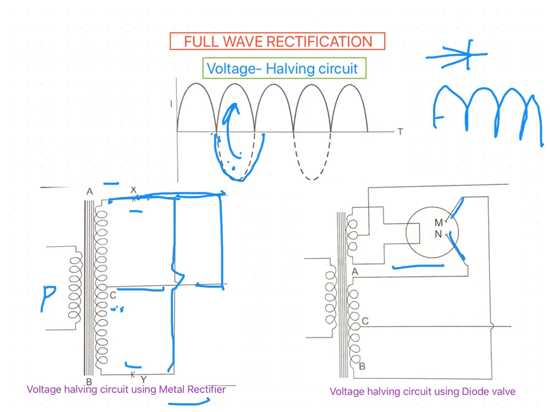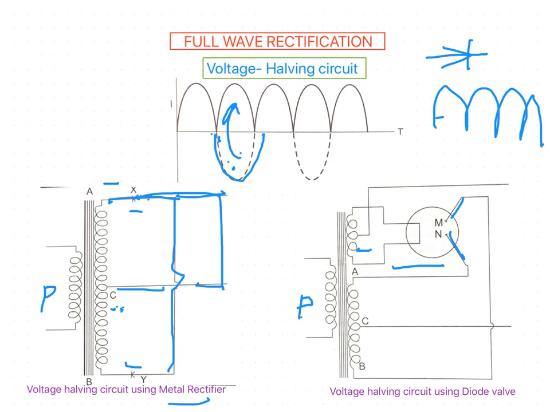Again, this one is the primary coil of the transformer, and AB is the secondary coil. And this one is the filament here. Now we will see how the connections are made.